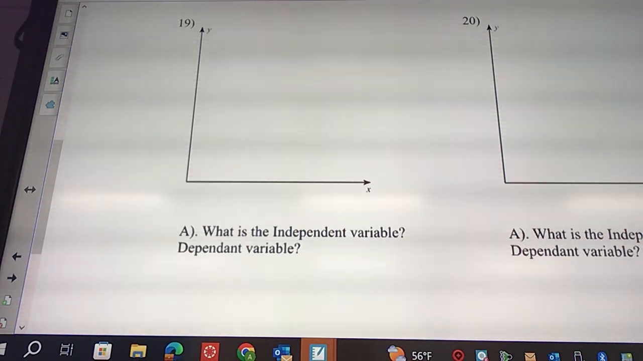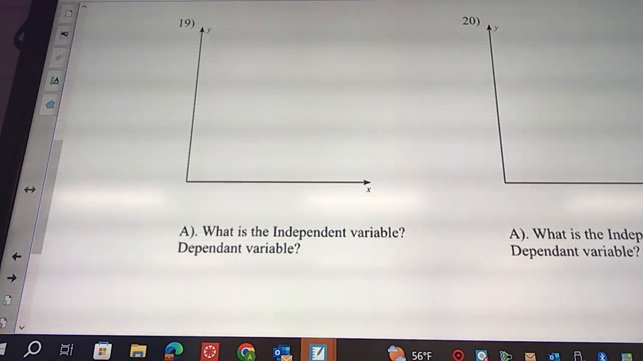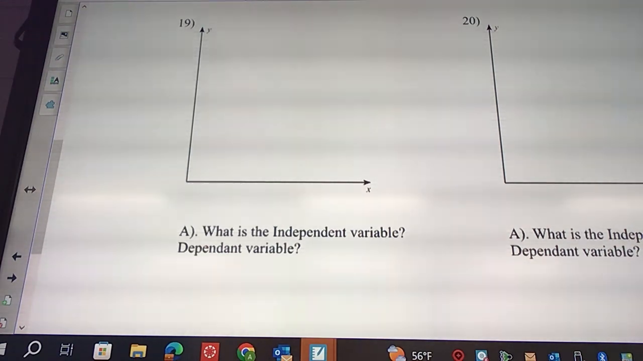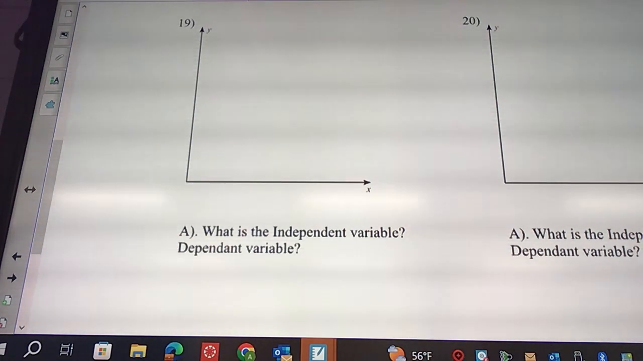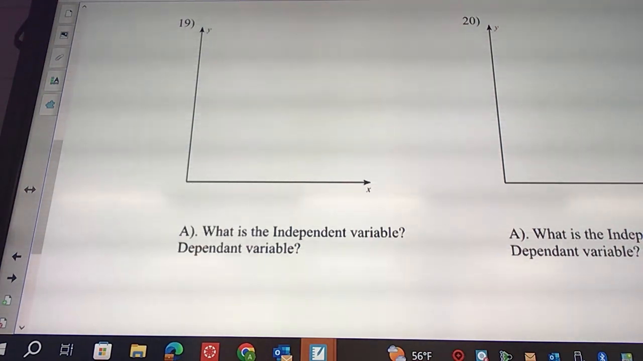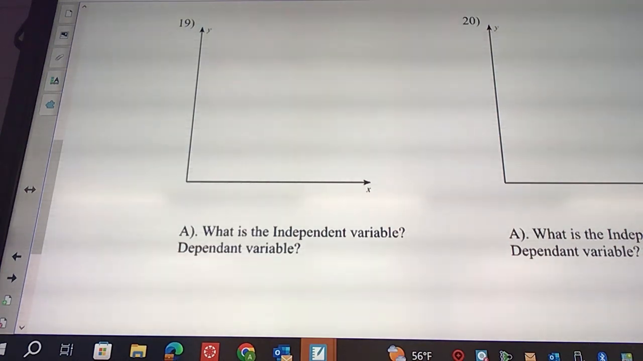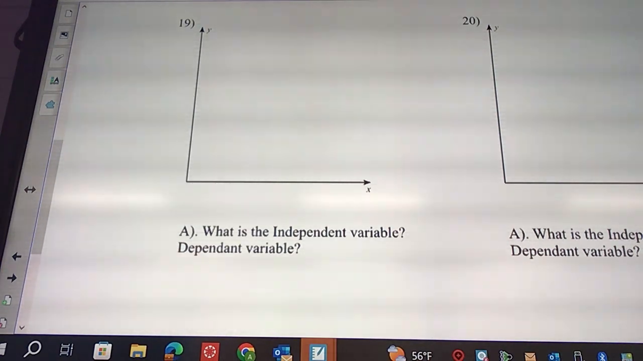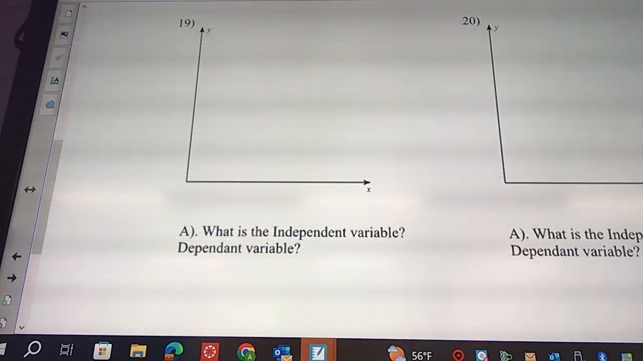TV watch versus test grade. Which one is independent? I don't know what's happening. TV watch. Which one's dependent? Test grade. Okay, why does my test grade depend on how much TV I watch? So what should you be doing? If you got a big test tomorrow, what should you be doing? You should be studying. So my test grade does depend on what I'm doing, right? It does depend on whether I'm putting in the work, whether I'm doing the assignments.